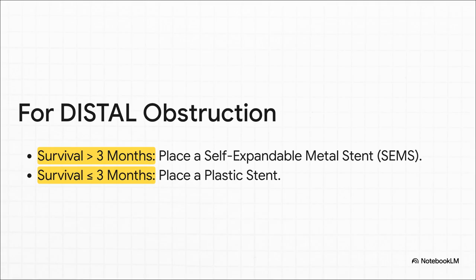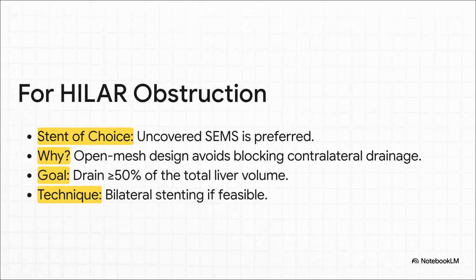So, for distal obstructions, the rule is thankfully pretty simple. It almost always just comes down to the patient's prognosis. If they're expected to live longer than 3 months, you go with a metal stent for that long-term durability. Less than 3 months, a plastic stent is a totally reasonable and cost-effective choice. Simple as that.